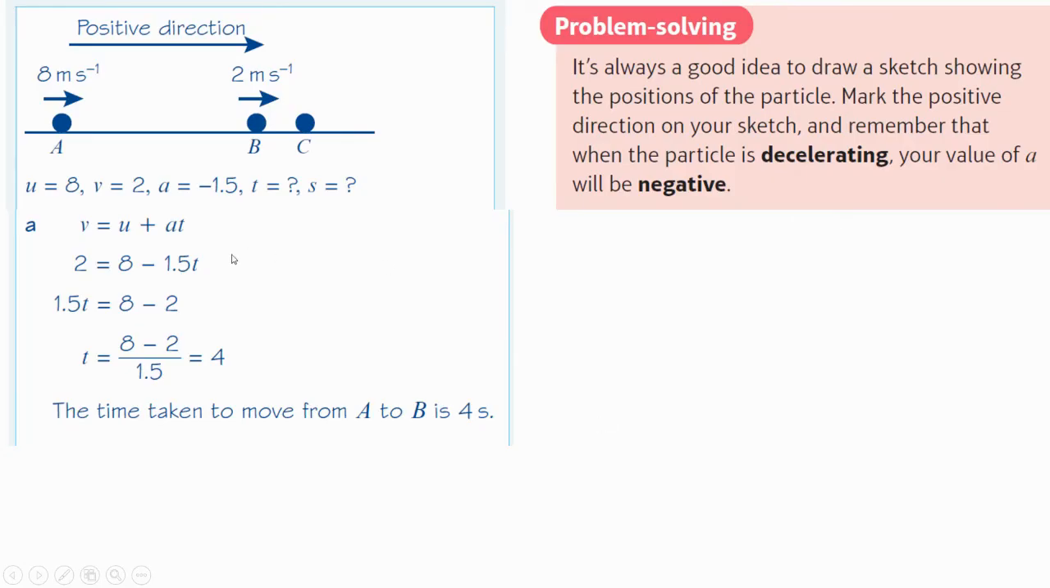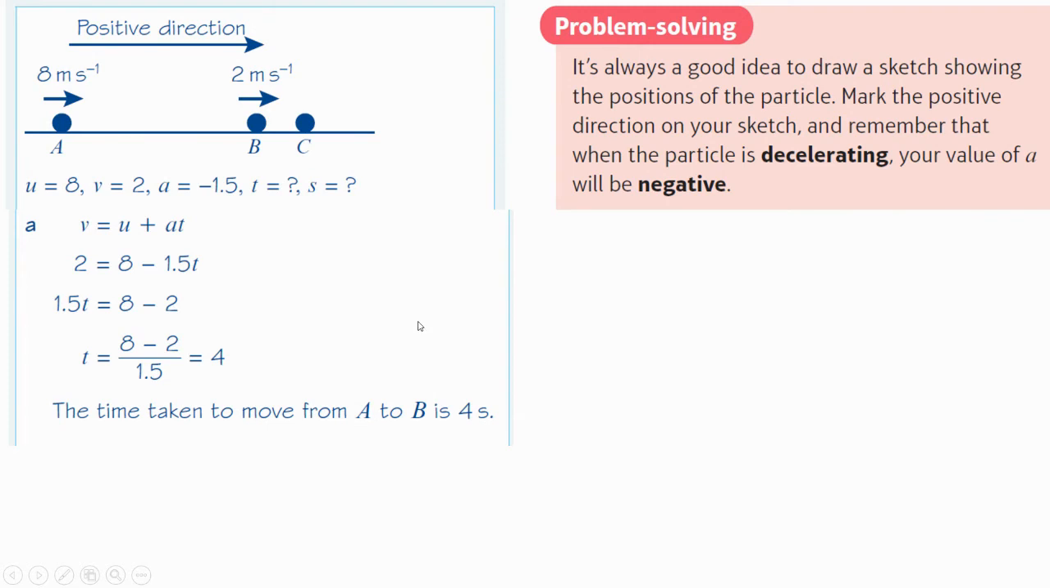So if we look at what we know and look at the formulas, you'll have to look back at the formulas a lot to begin with, but as time goes on, you'll start to remember them. So v equals u plus at is the best formula to use. You put in the numbers you know, so 2, 8, minus 1.5, and t, and it'll tell you 4, so 4 seconds, because we were working in SI units.